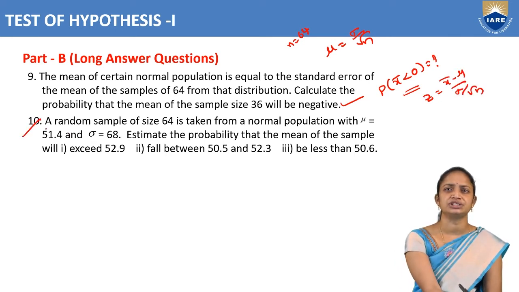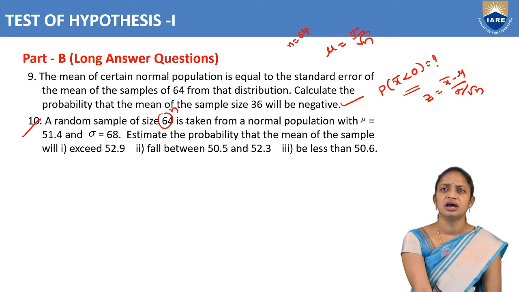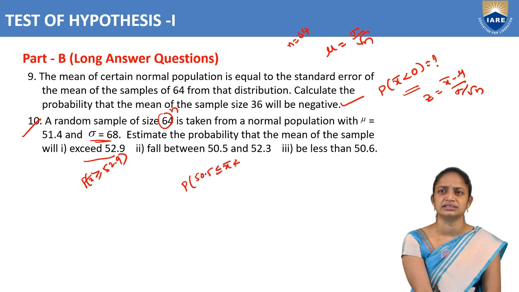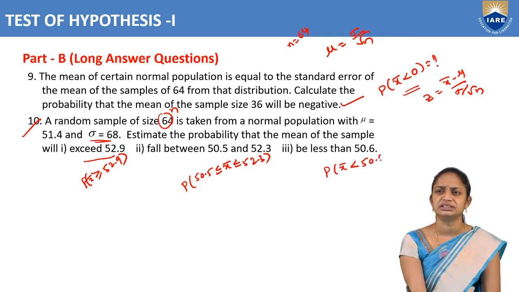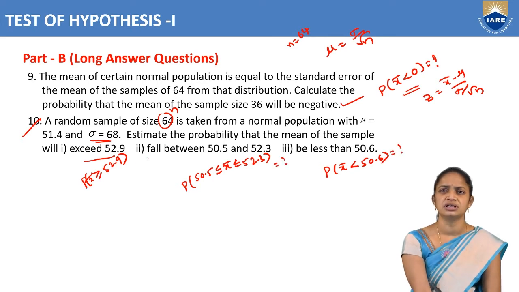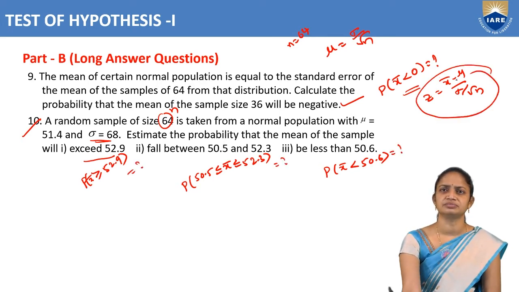Now coming to the next question, a random sample of size 64, that value is n, is taken from a normal population with mean mu equal to 51.4 and sigma equal to 68. Estimate the probability that the mean of the sample will, first, exceed, that is probability of x bar greater than or equal to 52.9. Then the probability of 50.5 less than or equal to x bar less than or equal to 52.3. And the probability of x bar less than 50.6. We need to find these values by using the same formula.